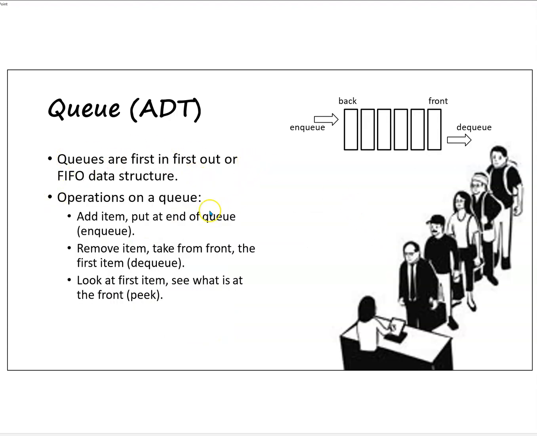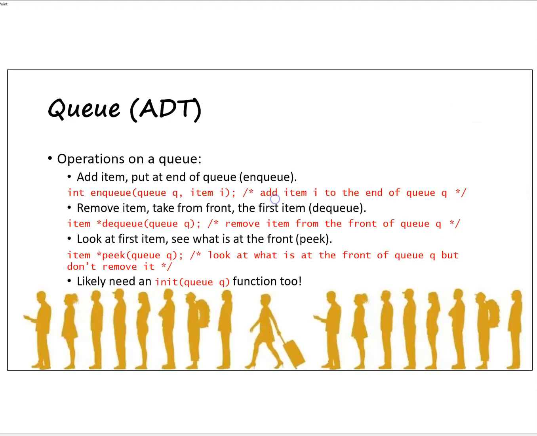So queues are a first in, first out, called FIFO, data structure. The operations are add an item, put it at the end, and remove an item, take it from the front. Or look at the first item, which is called peek. Now, we're going to go over some STL stuff for this, but you're also going to end up implementing this yourself. So the operations on a queue include add item, which is called enqueuing, where we add item I to the end of the queue, and then dequeue, where we grab the first member and return it. If we want to just look at the first item without removing it, we do a peek, and we'll need a function to init.